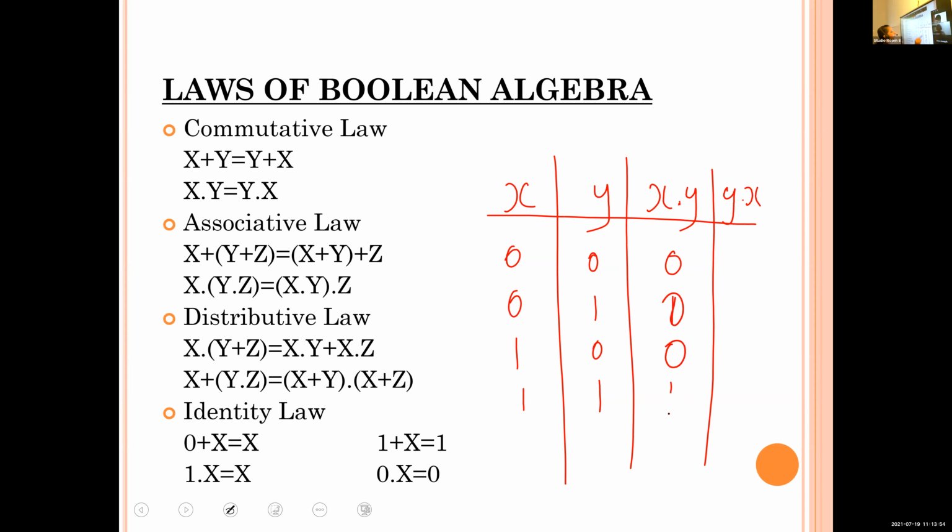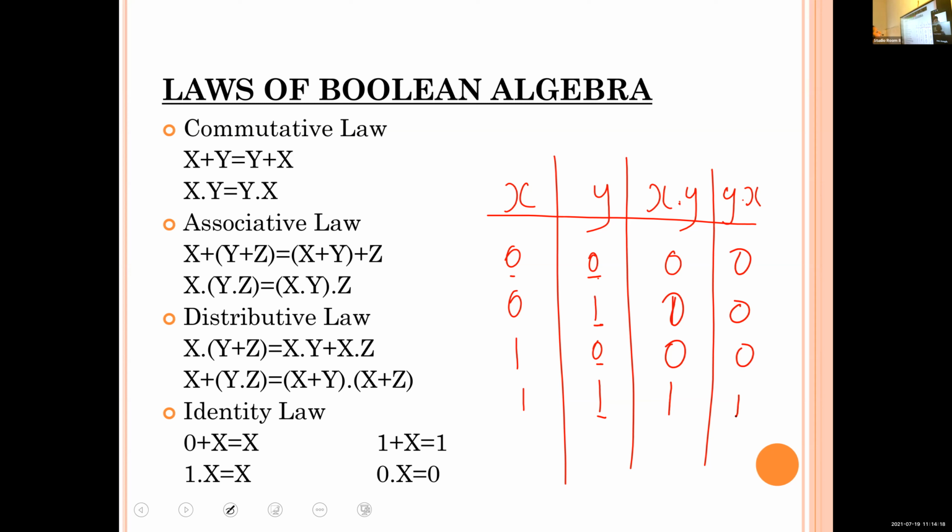Then what about y dot x? Y dot x, y is 0, x is 0. Then 0 into 0, what is 0 into 0? 0. Then 1 into 0, 0. Correct. 0 into 1, 0. Then 1 into 1, 1. Correct. Got it, Naveen? Yes.